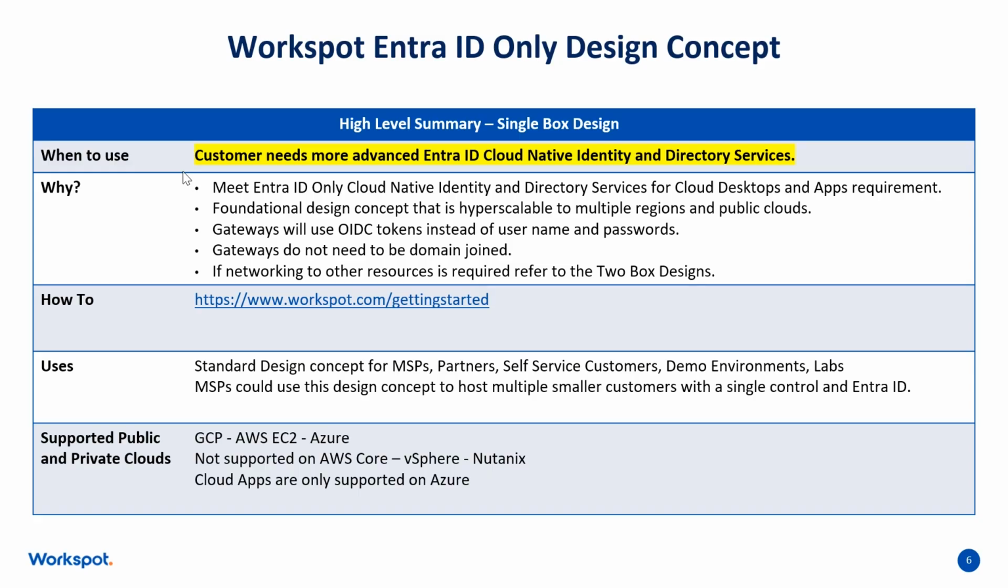And again, this is hyperscalable to multiple regions. This also works across multiple clouds. And, like I stated earlier, what's nice about this is we use OIDC tokens instead of usernames and passwords to get through that main public entry point. And the gateways don't need to be domain joined. So from a security perspective, that makes it even nicer. And these gateways should be isolated in their own separate subnet within that box too, just for further isolation. And again, if the networking is required, we'll refer to those two box designs in a little bit. But the how-to, same place, just go to community.workspot.com.